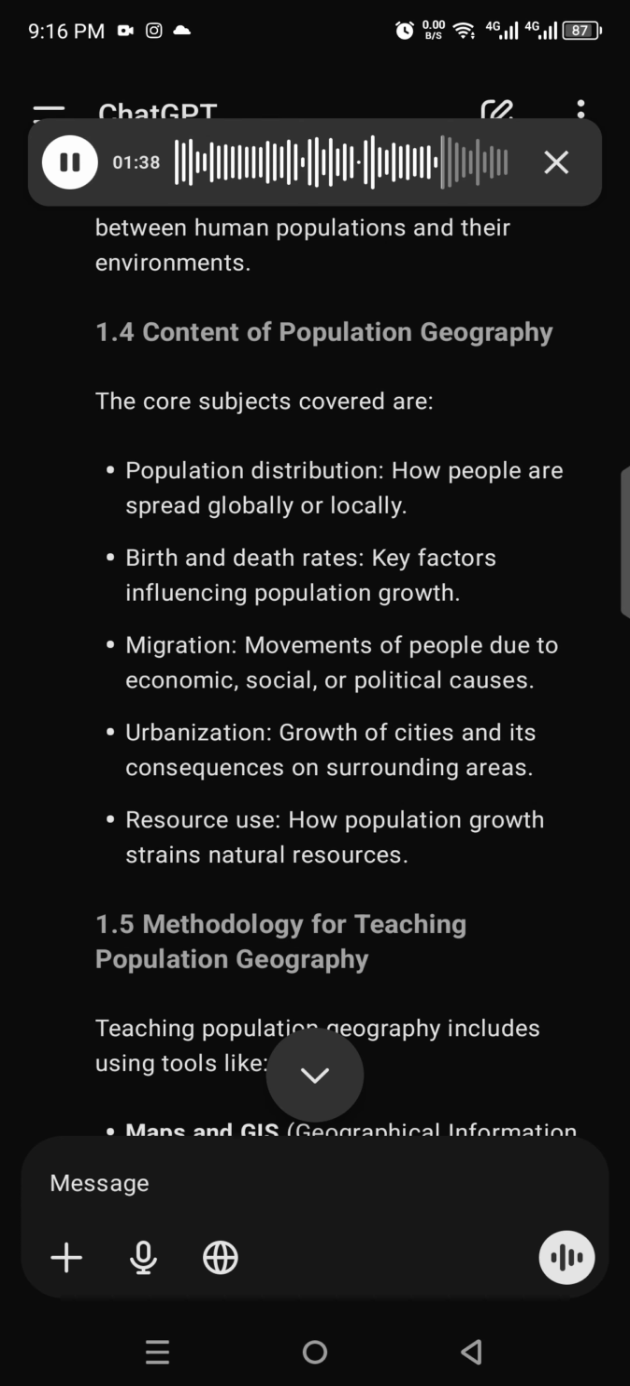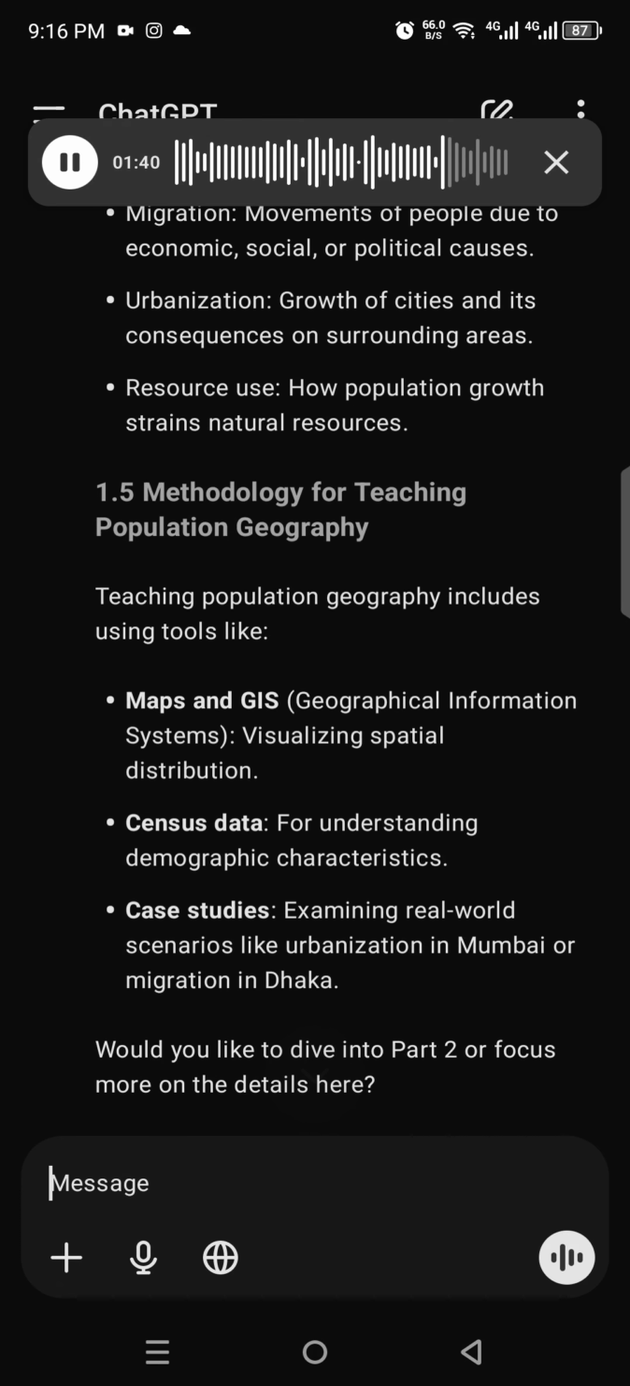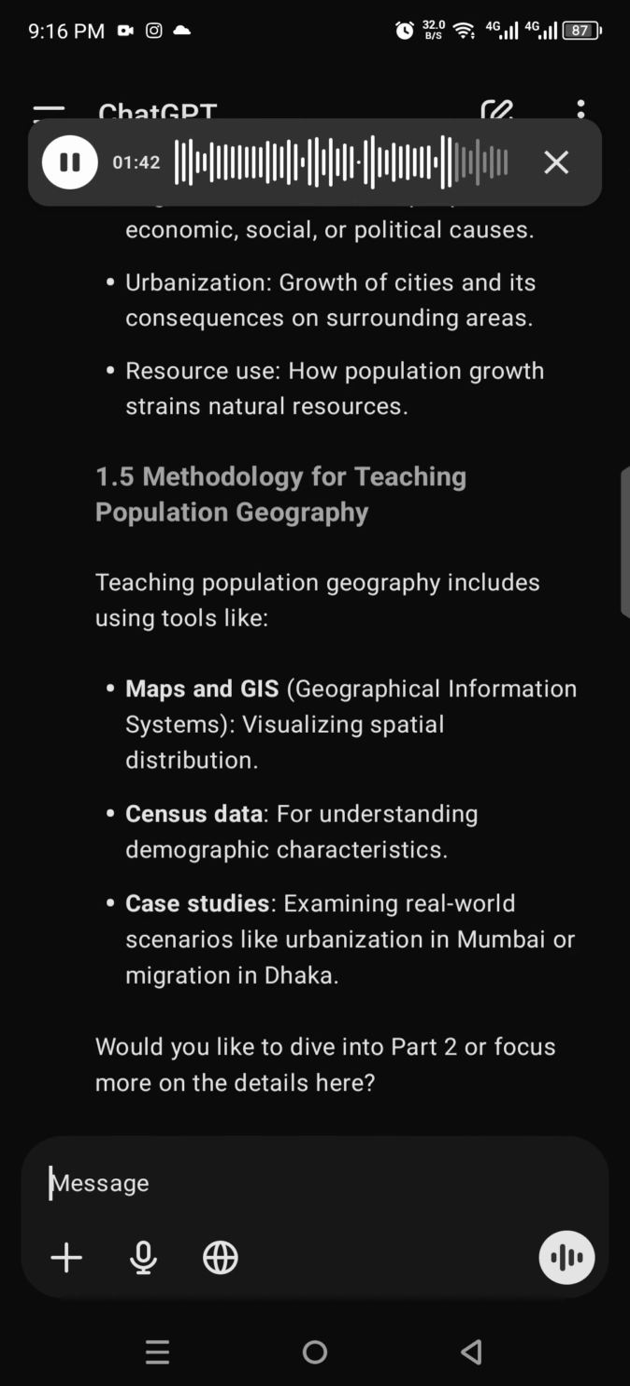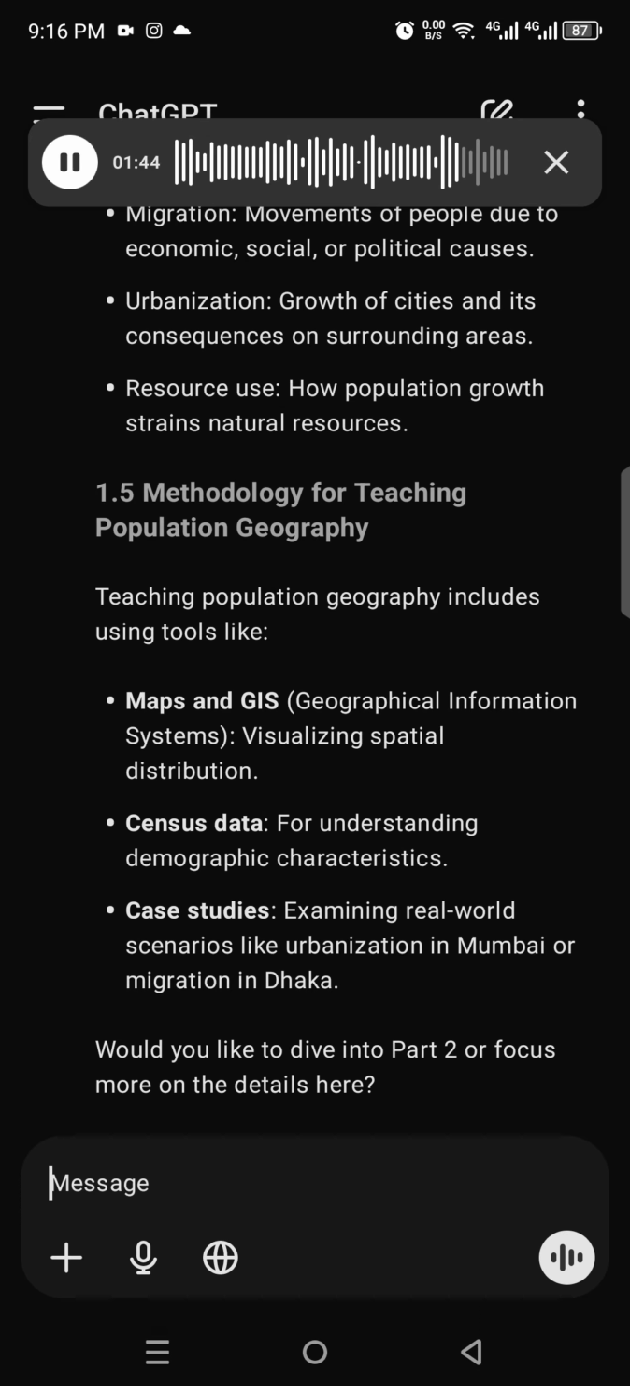1.5 Methodology for teaching population geography. Teaching population geography includes using tools like maps and GIS, geographical information systems, visualizing spatial distribution, census data for understanding demographic characteristics, case studies, examining real-world scenarios like urbanization in Mumbai or migration in Dhaka.